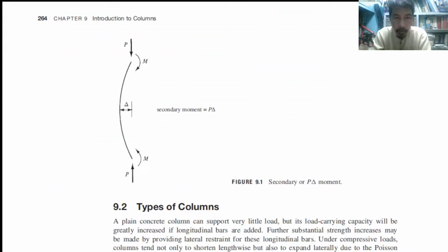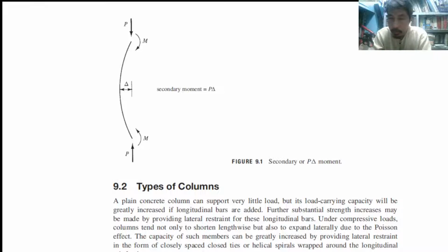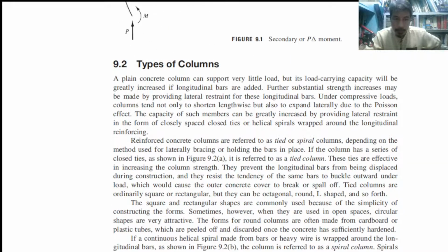So let us proceed with the column discussion. So we are very familiar with this. This is what? Compression type of structure. We already discussed this on steel design. Similar concept. Okay, similar concept. We have the moment P times capital delta. Okay, so P times capital delta.